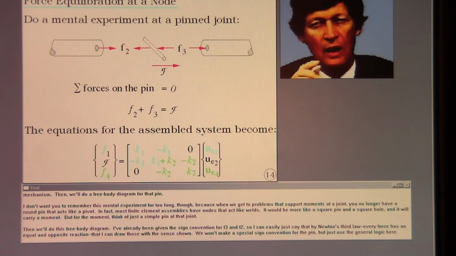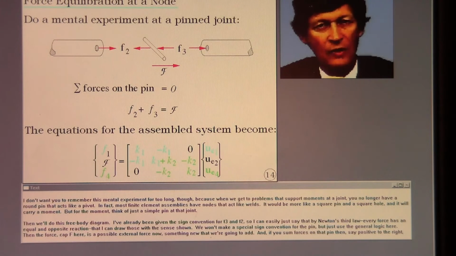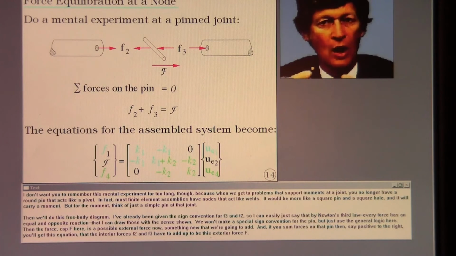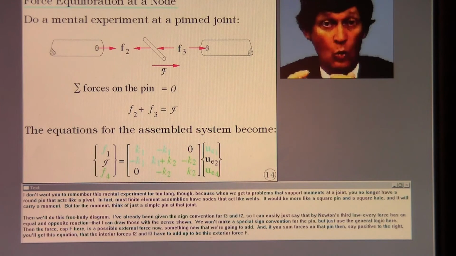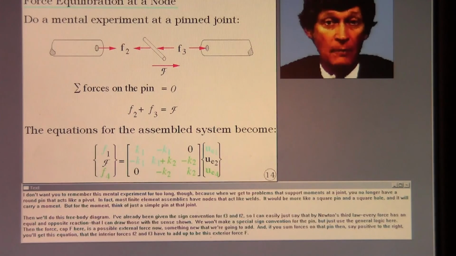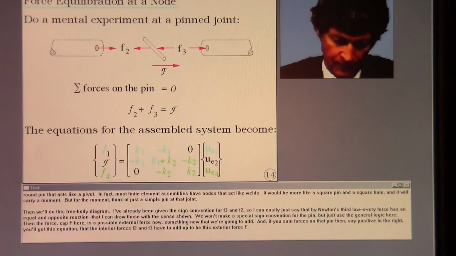I don't want you to remember this mental experiment too long, though, because when we get to problems that support moments at a joint, you no longer have a round pin that acts like a pivot. In fact, most finite element assemblies have nodes that act like welds, or be more like a square pin and a square hole, and it will carry a moment. But for the moment, think of just a simple pin at that joint.